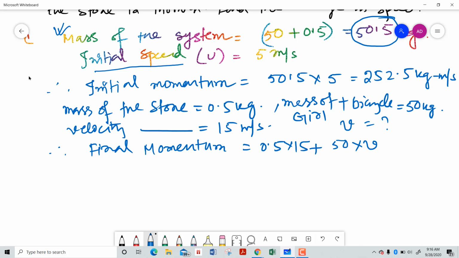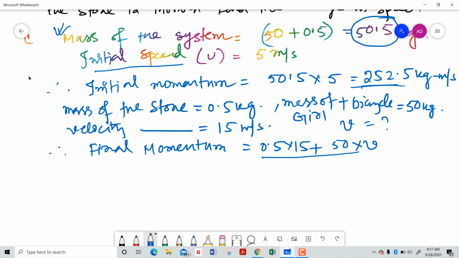So just visualize yourself: you are riding a bicycle, and at some time you throw that stone. After that, the rest of the system, that means you and your bicycle, with a mass of 50 kg, will acquire a different velocity, v. We want to find out that velocity. According to the law of conservation of momentum, the initial momentum is equal to the final momentum, right?